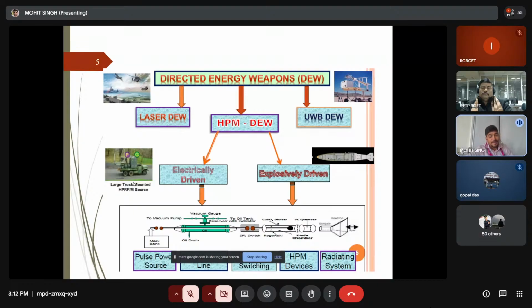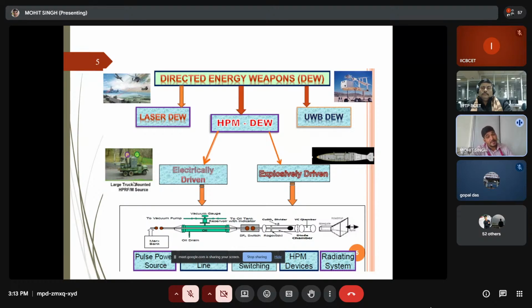Now, coming to directed energy weapons, they are basically classified into three categories. It can be a laser directed energy weapon, an HPM directed energy weapon, or a particle beam directed energy weapon. But today I will discuss the HPM weapon, because we are not focusing much on laser or particle directed energy weapons, because HPM directed energy weapons have some advantages.